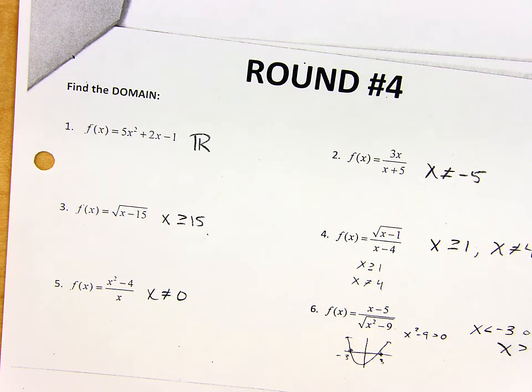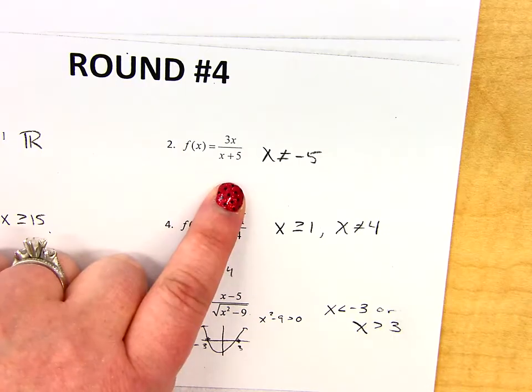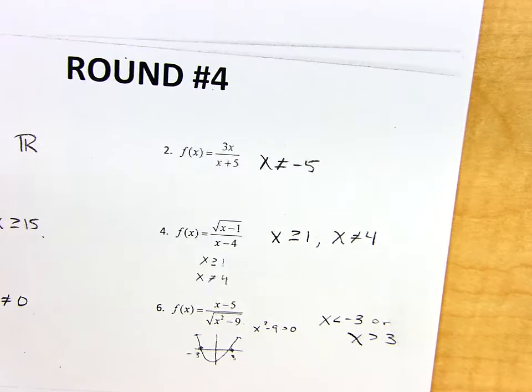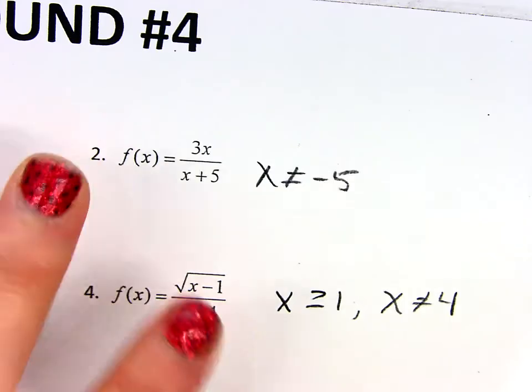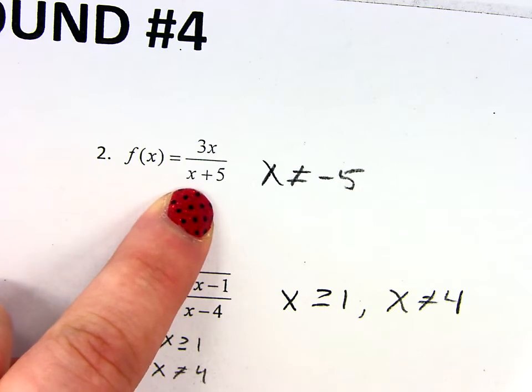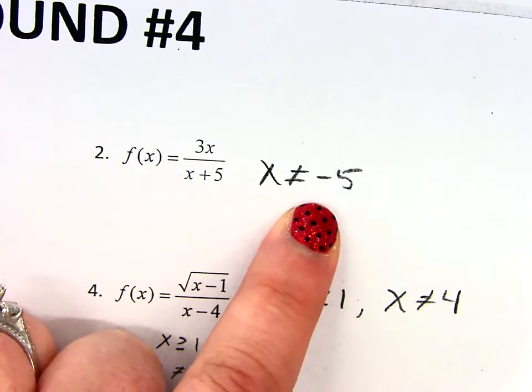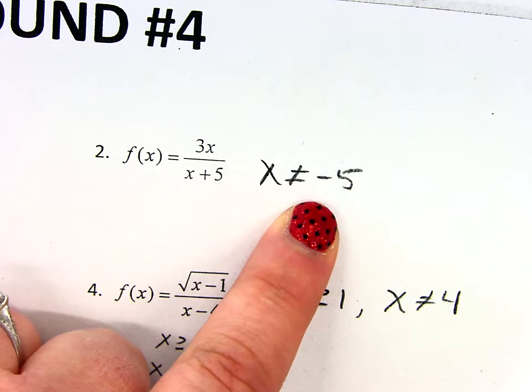So if I'm looking at number 1, I don't have either of those situations. I don't have a variable in the denominator, and I don't have a square root. That means I can plug in whatever I want. So all reals would be my domain there. When I hit one like number 2, I do have one of those issues. I have a variable in the denominator, so all I have to do is not let that denominator be 0. And the only number that would make that happen is -5. So that's why my domain is everything except -5.